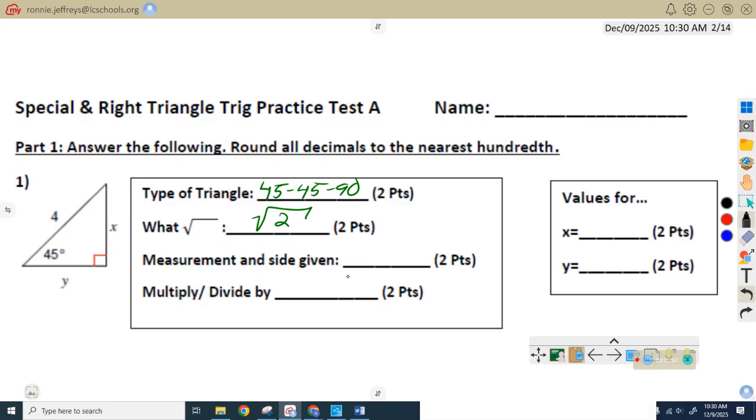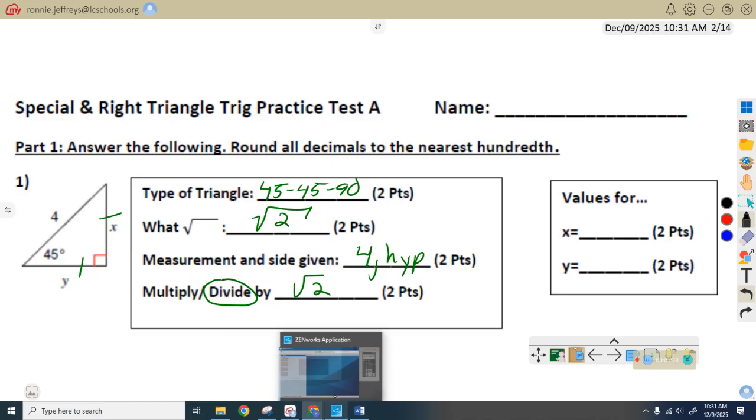All right, measurement and side given. Well, the measurement is 4, and this is the hypotenuse. Okay. I'm going to divide by root 2. Now, because this is a 45, 45, 90, these are the same. All right, that should not be a secret.